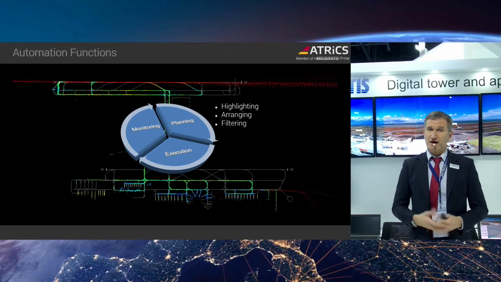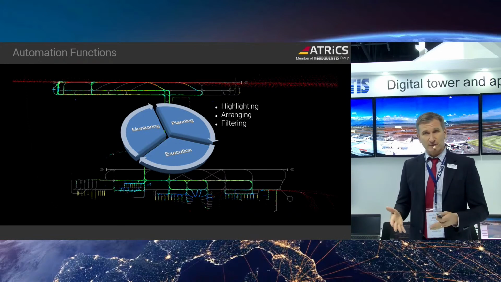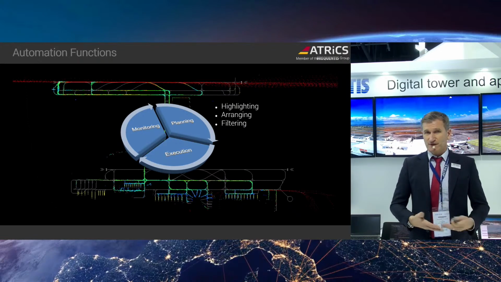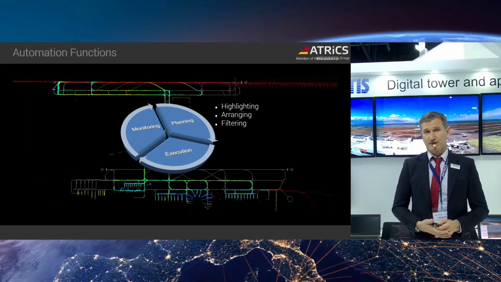For example, we need to highlight the information which is relevant for the controller right now. And that depends, of course, on the role of the controller and the current traffic situation, so it's highly context sensitive. Similarly, we have to arrange the information the right way, so you don't have to search for it. And finally, to filter, because we have so much information available, and showing it all at the same time is overloading, and it takes too much time to find the right information.